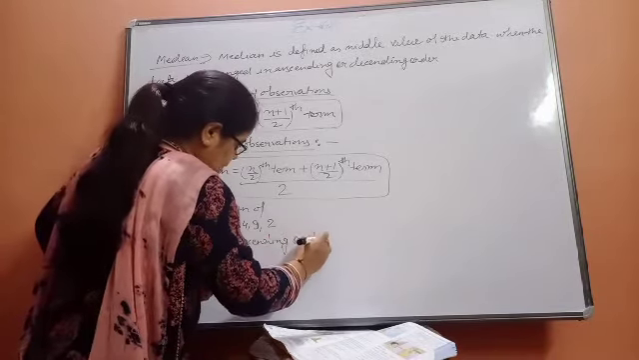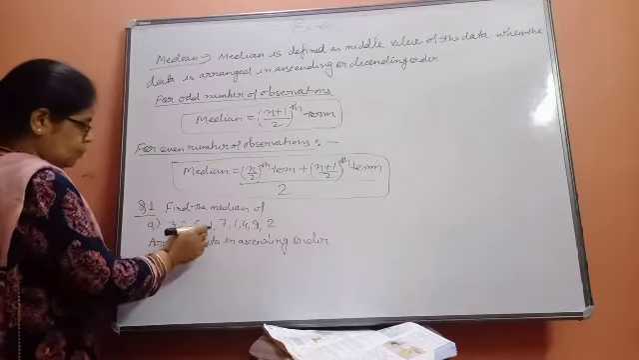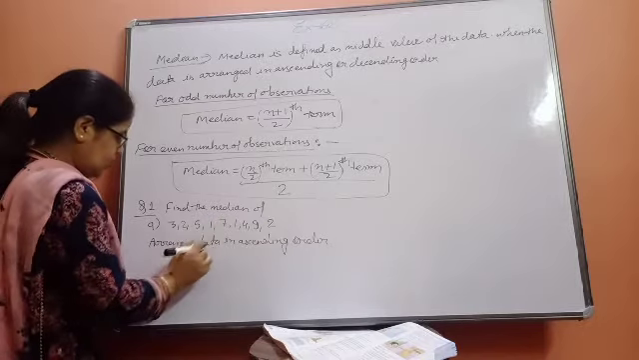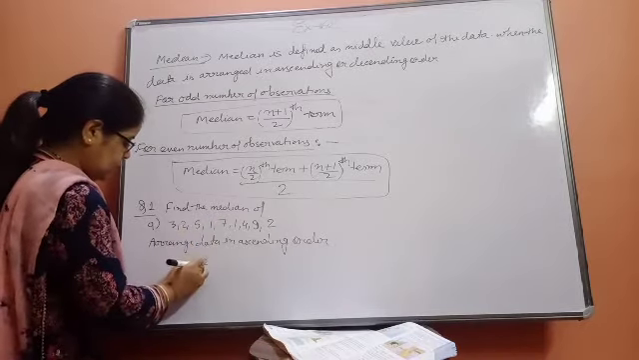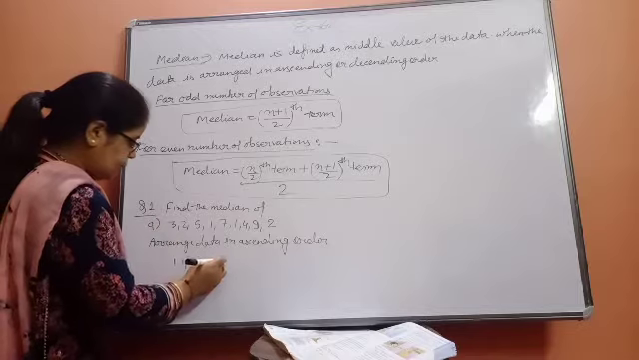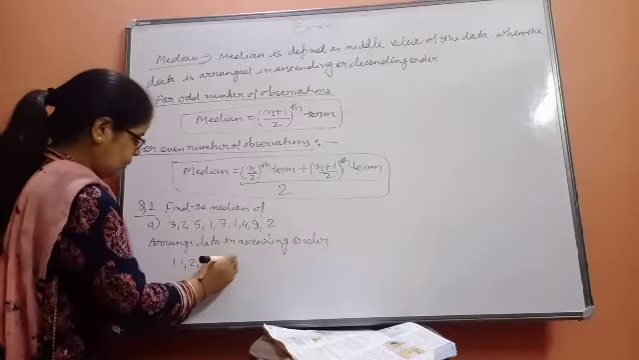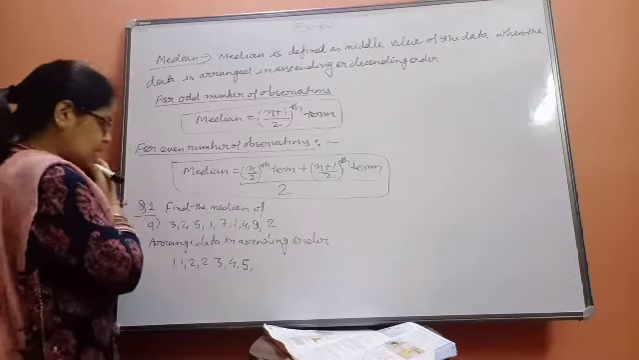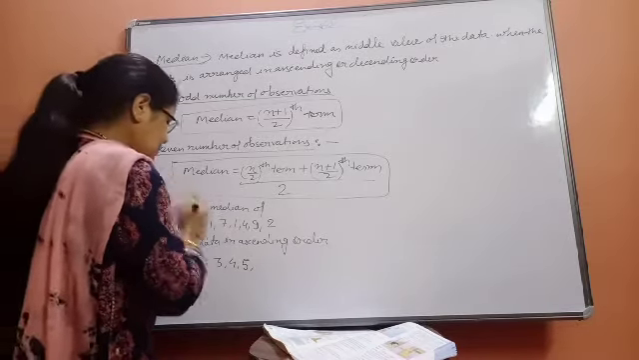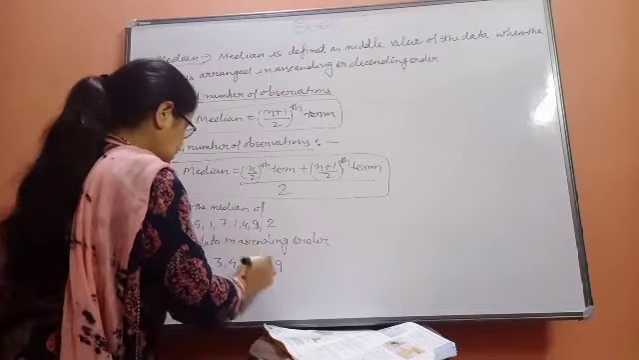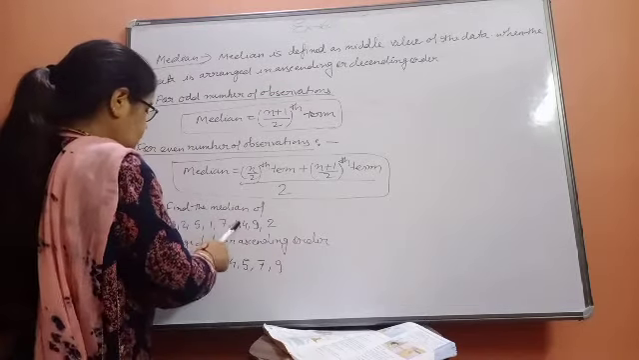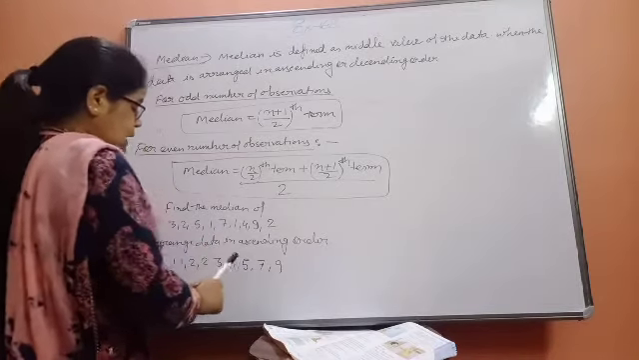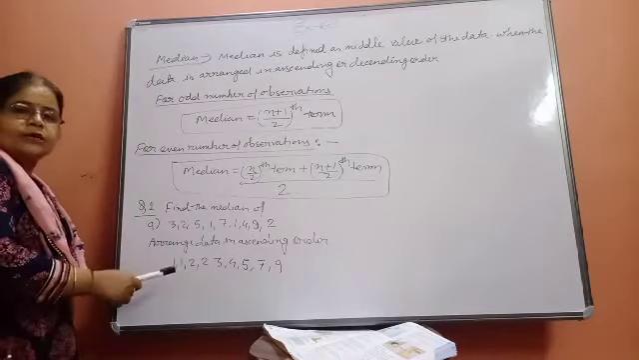So what will be ascending order? Start from the smaller one. 1, then another 1. Then 2, two times 2 is there. Then 3, one time. 4, one time. 5, one time. Then 7, one time. And then 9. Count them: 1, 2, 3, 4, 5, 6, 7, 8, 9. You see that here 9 observations are there.